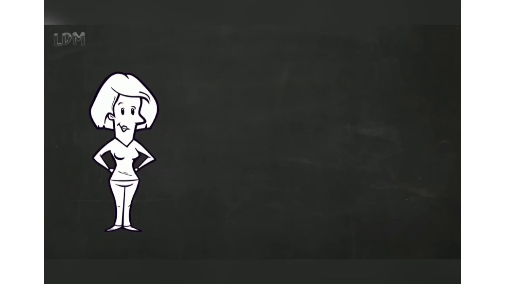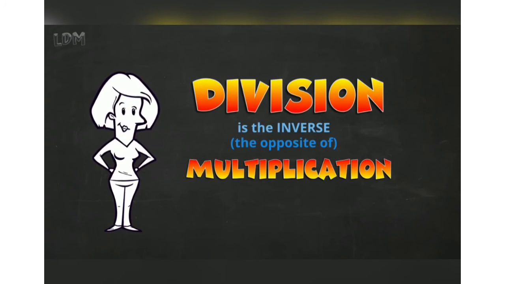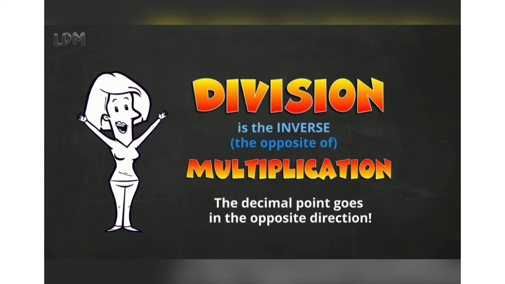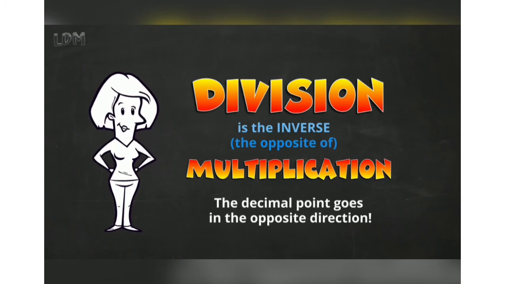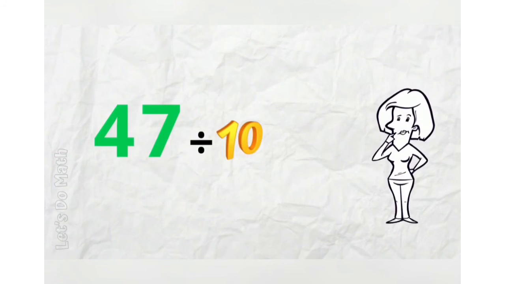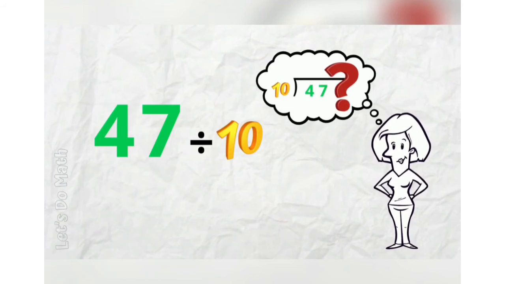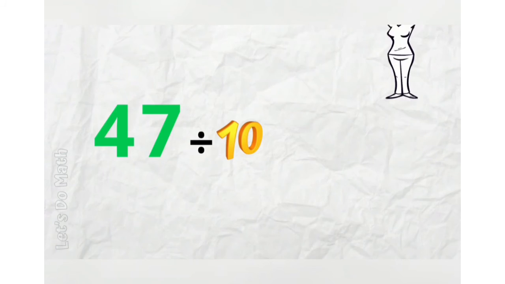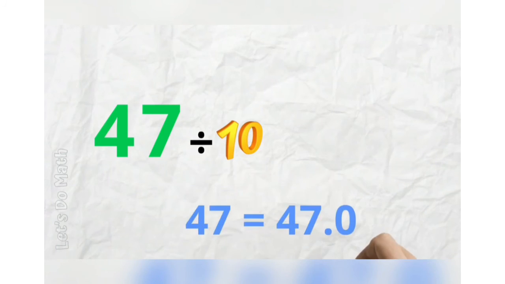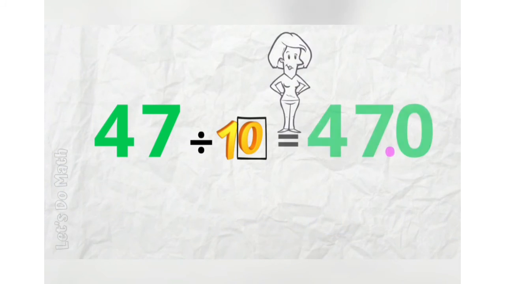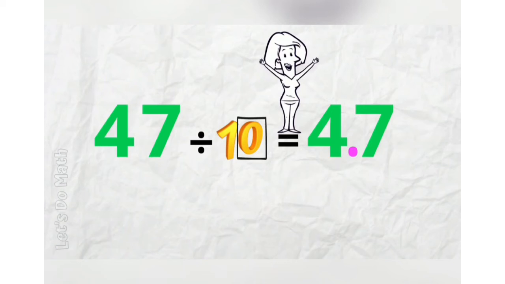Now let's begin division by multiples of 10. The first one we are going to be looking at is 47 divided by 10. 47 is a whole number as usual. Where is the position of the decimal point? 47.0. So when we divide, we move to the left hand side by 1 place because we are dividing by 10. So we now have 4.7.